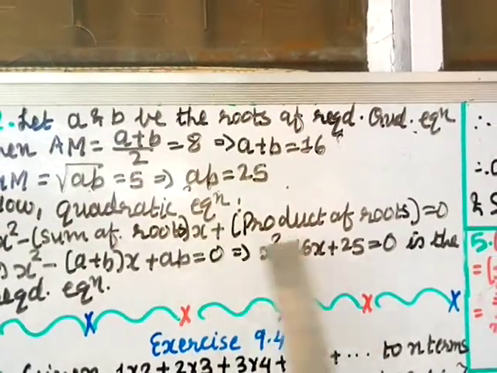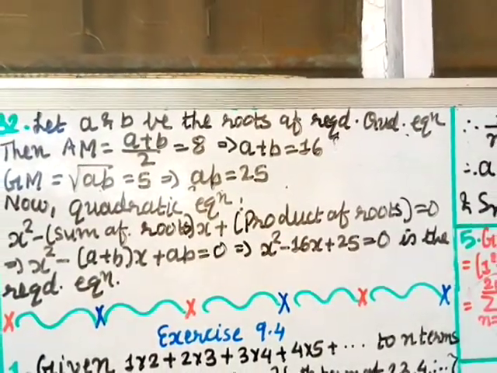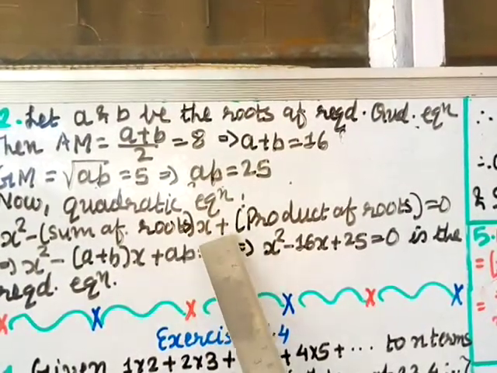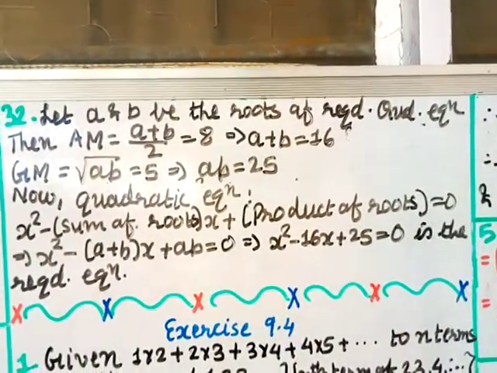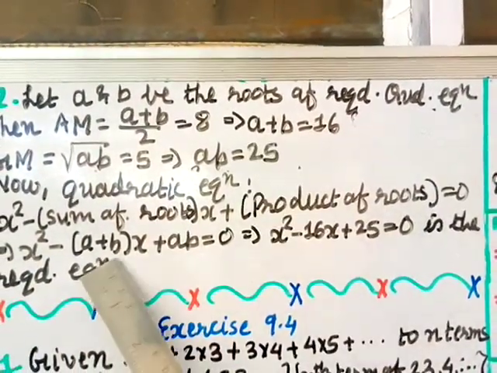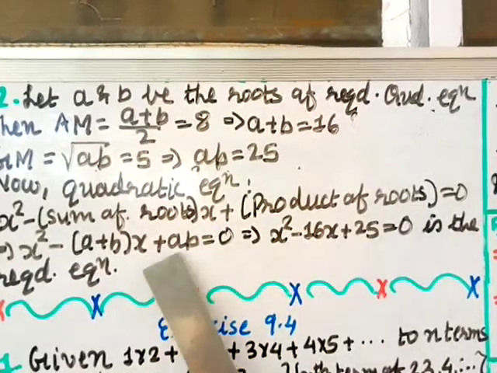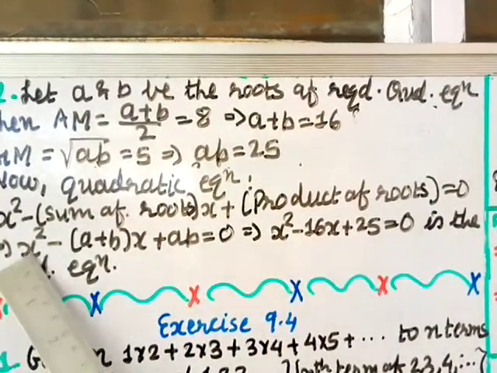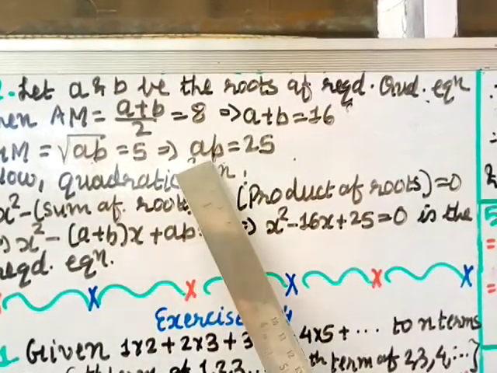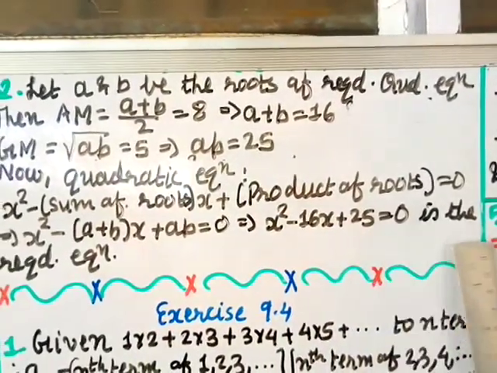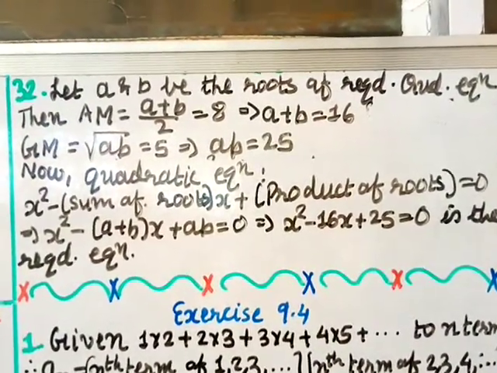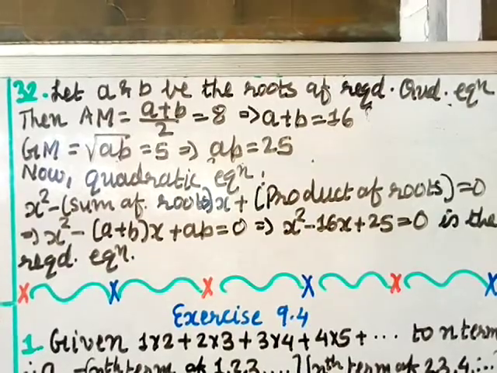Now the quadratic equation, we know that if roots are given, we can write this as x square minus sum of the roots into x plus product of the roots equal to 0, right? So x square minus sum of the roots, that is A plus B, x, plus product of the roots, that is AB, equal to 0. This implies x square minus 16 into x plus 25 equal to 0, and this is the required equation. So that is solution for question number 32. Here we end the exercise 9.3.